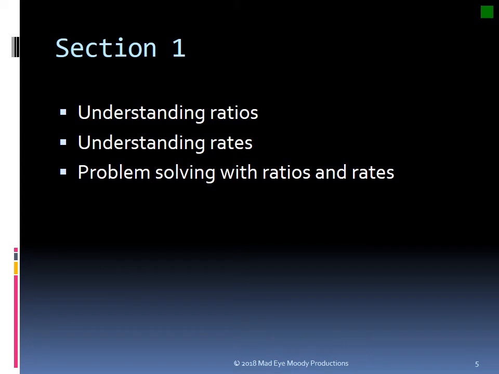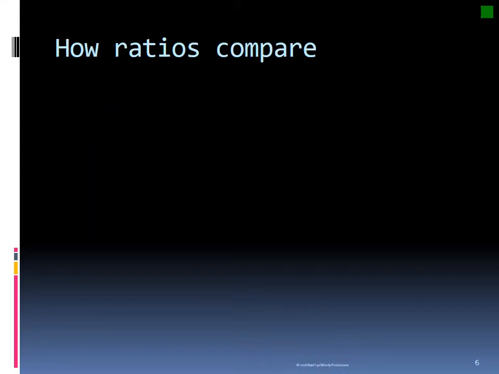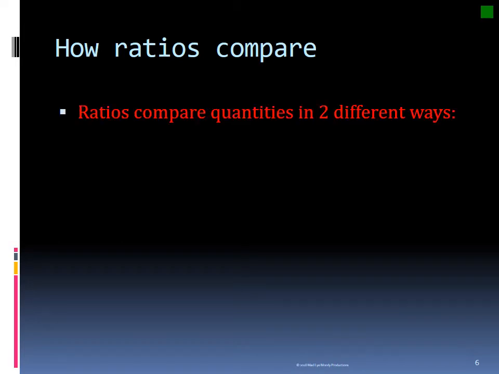The first part of this video demonstrates and instructs what ratios are, what rates are, and how to use those to problem solve. Let's talk about what ratios are. Ratios compare two quantities, mostly two quantities. You can have ratios that compare more than two quantities, but the vast majority of ratios compare two quantities, and they do this in two different ways. First, you can compare a part to a whole, or you can compare a part to a part.